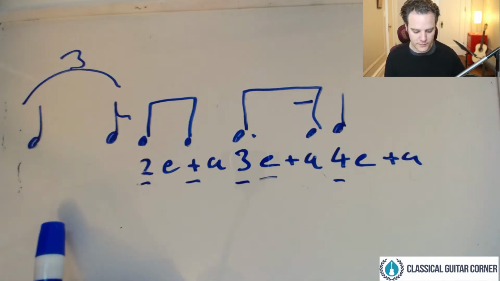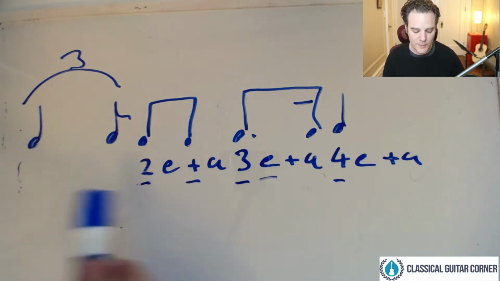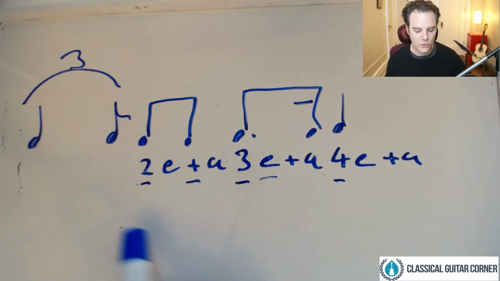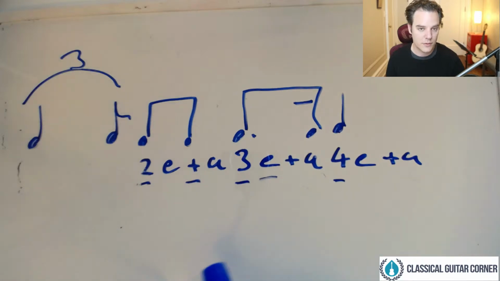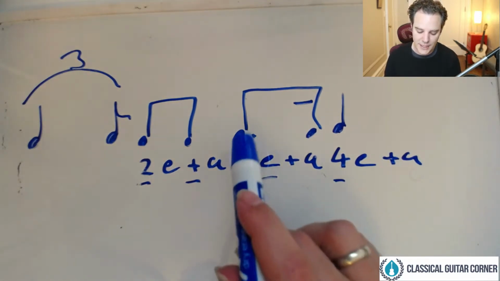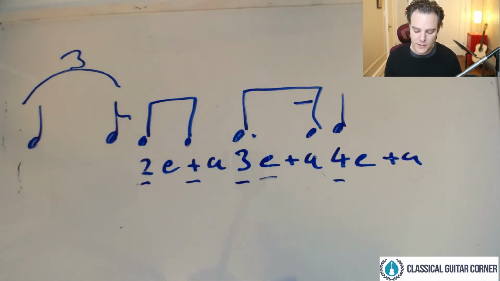So 1, 2, 3, 4. Da, da, da, da, right? So what I'm doing is the triplets go 1, 2, 3, 2, 2, 3, 3, 2, 3, 4, 2, 3. And this dotted rhythm goes da, da, da, as opposed to dee, da, da, da, da, da. It's a very subtle difference, but it is different.